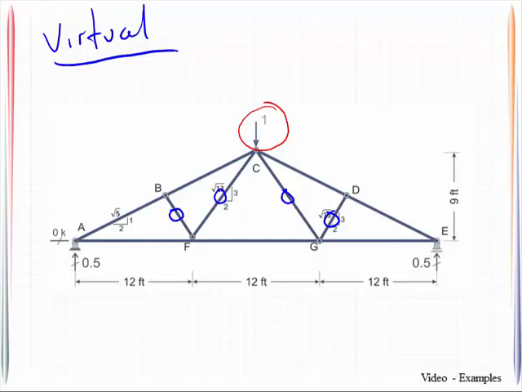Now we can carry out the basic analysis from here. So this comes out to be negative 1.12. And we just do this using the method of joints.